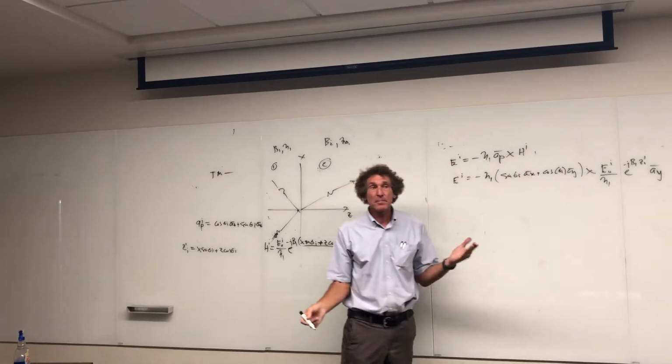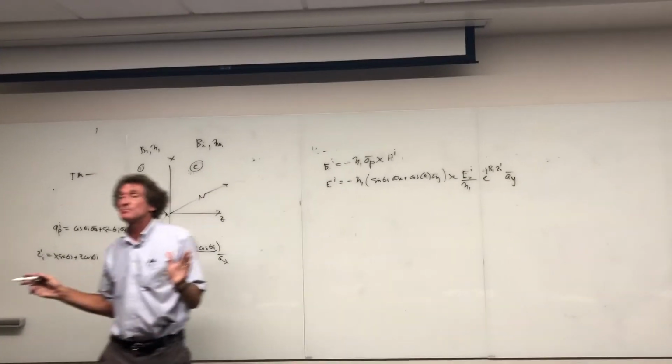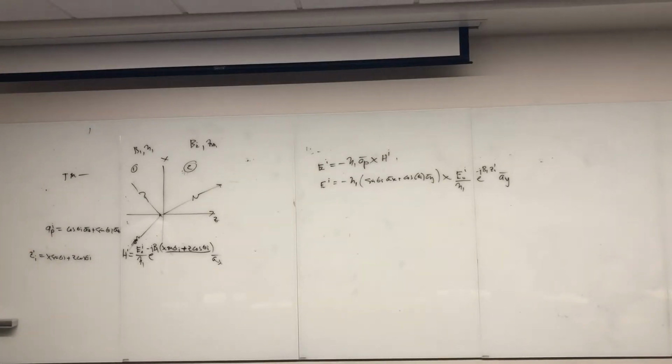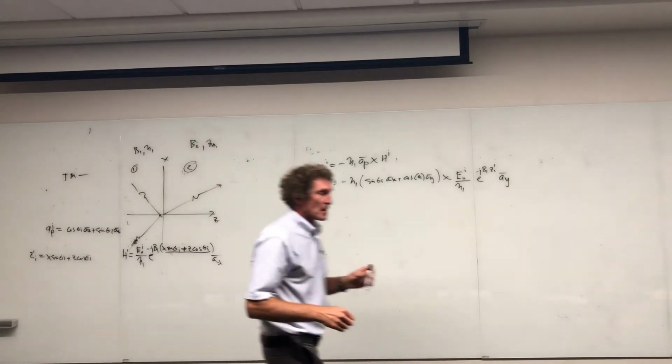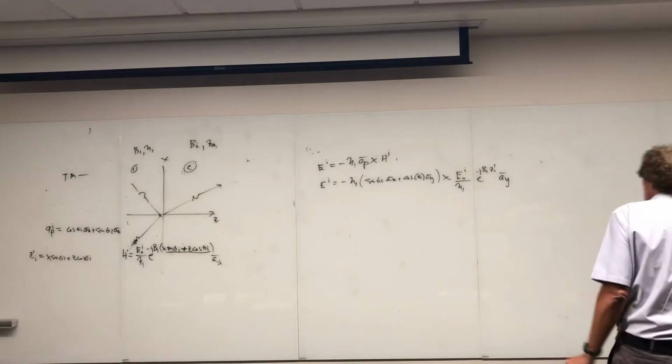Y'all agree with me, by the way? If I'm going too fast, bear with me. Just take a look at your book. What I'm doing here is repeating the same thing we did for TE, only with a TM operation, all right? It's the same exact steps I did for TE. Now, when we do the cross operation here, what happens? Your y components go away.